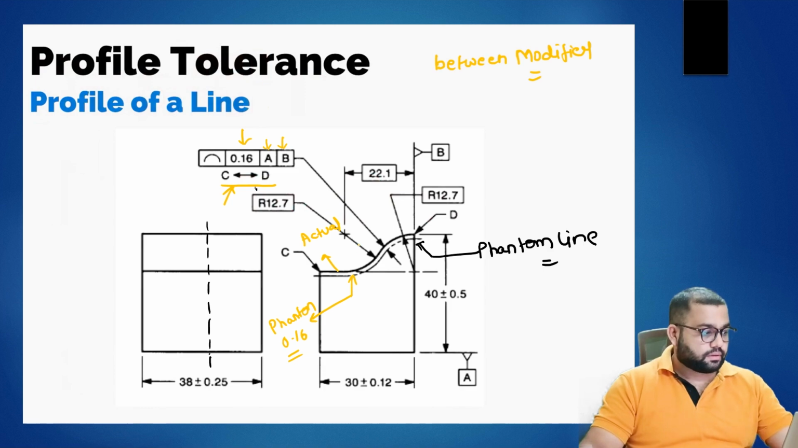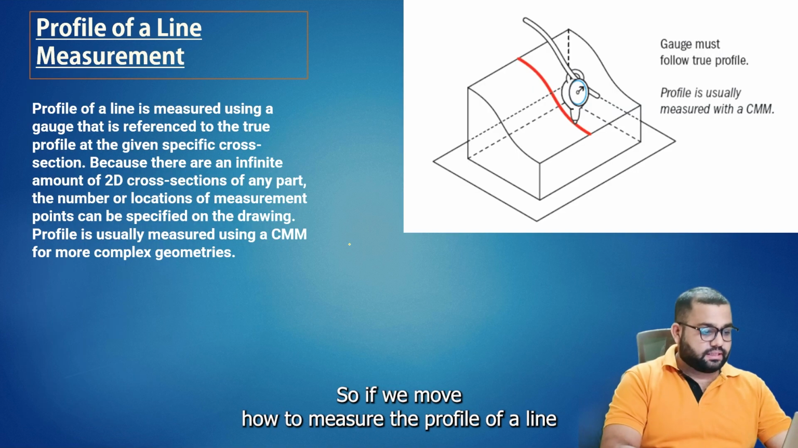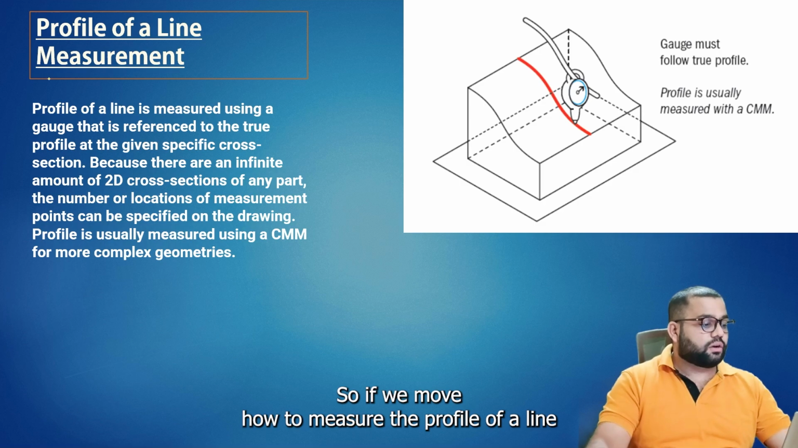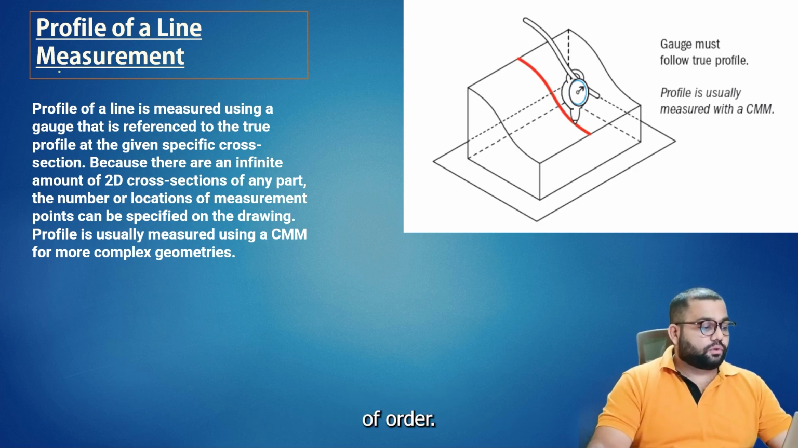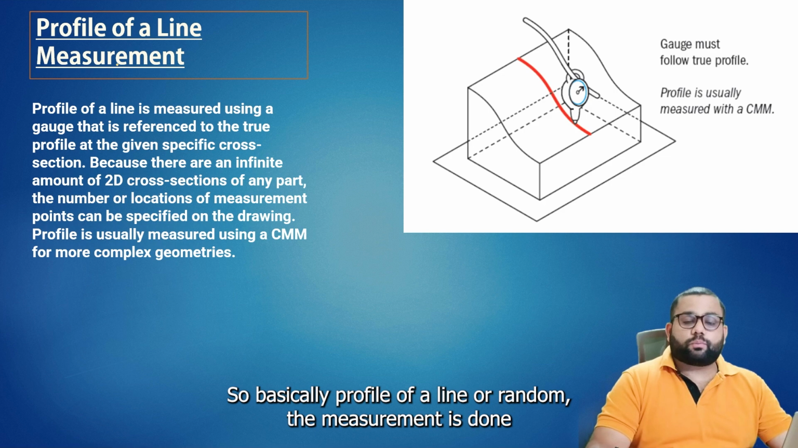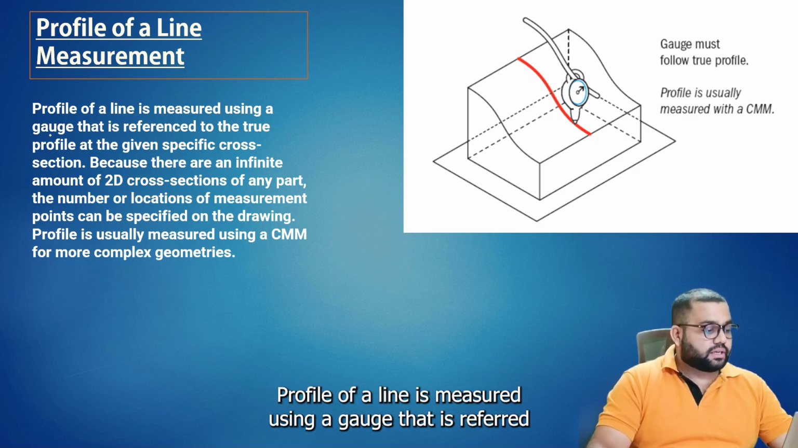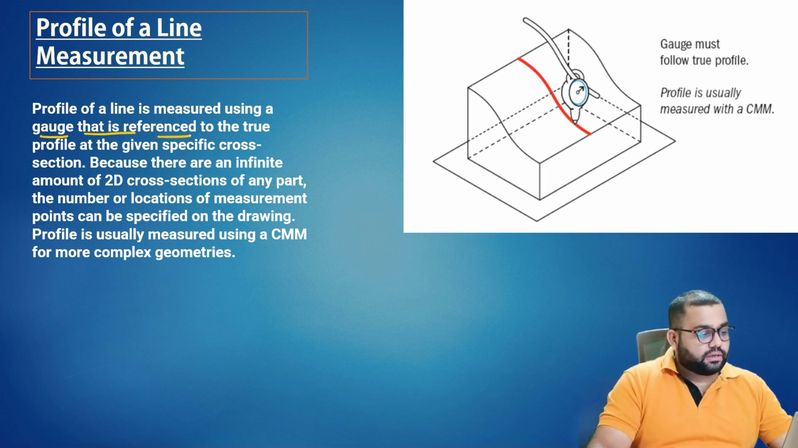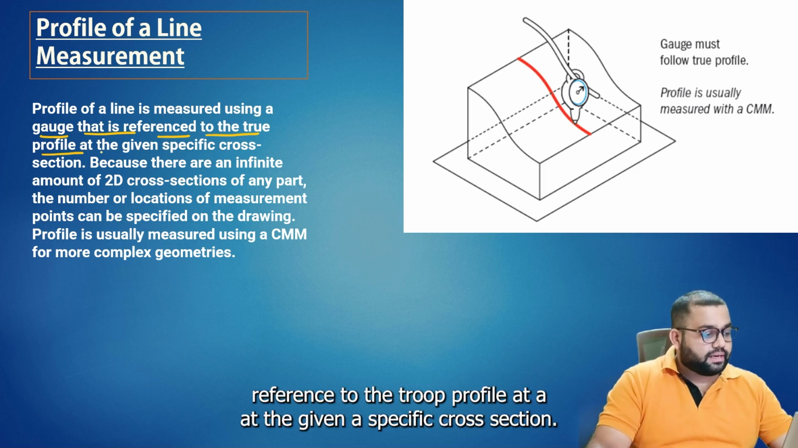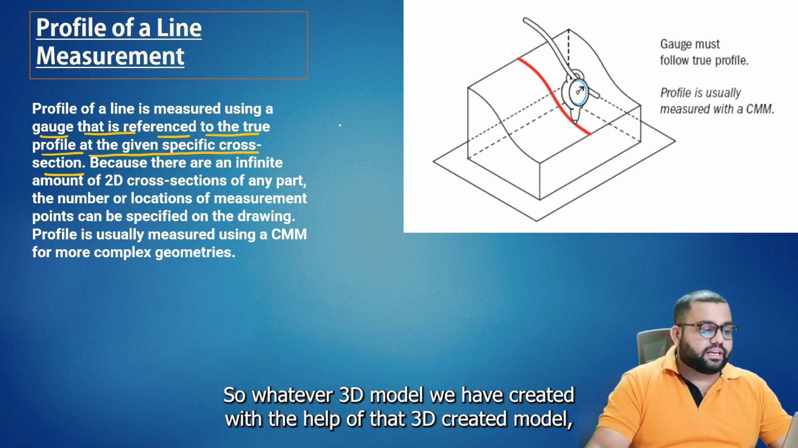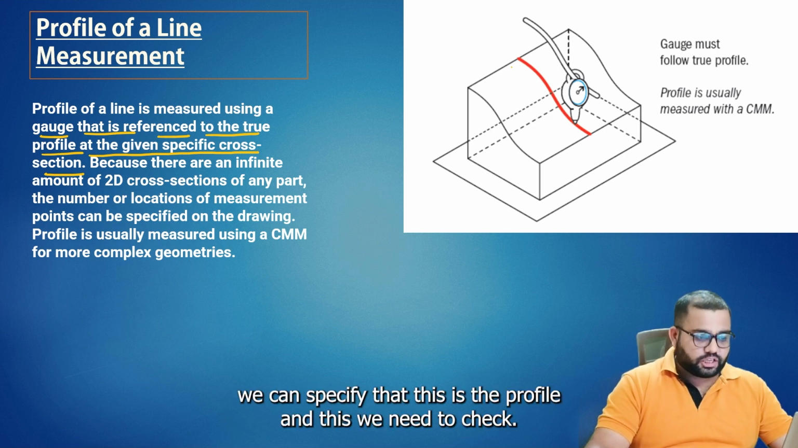So now, how to measure the profile of a line. Basically, the measurement of a profile of a line is done with the help of a CMM. Profile of a line is measured using a gauge that is referenced to the true profile at the given specific cross section. Whatever 3D model we have created, with the help of that 3D model we can specify that this is the profile and this we need to check.